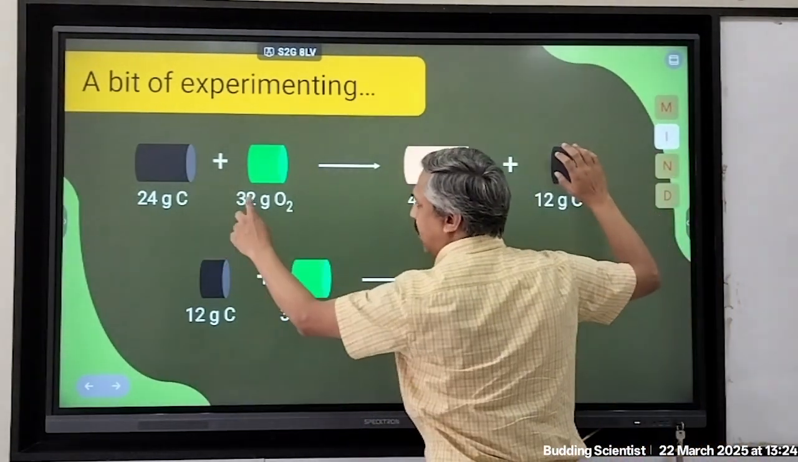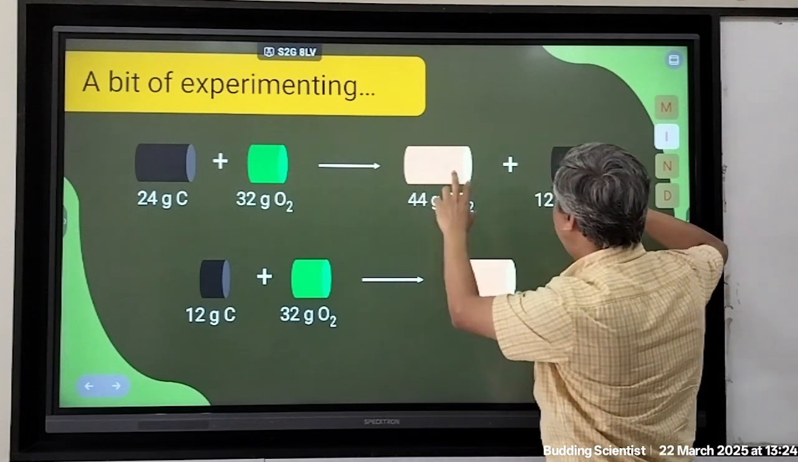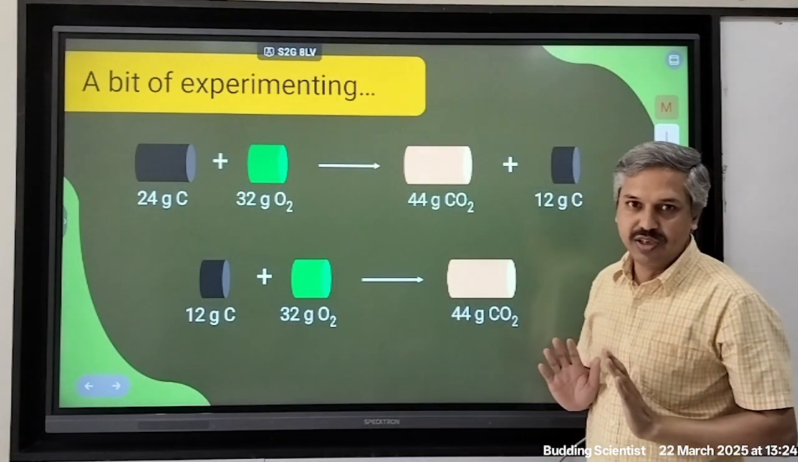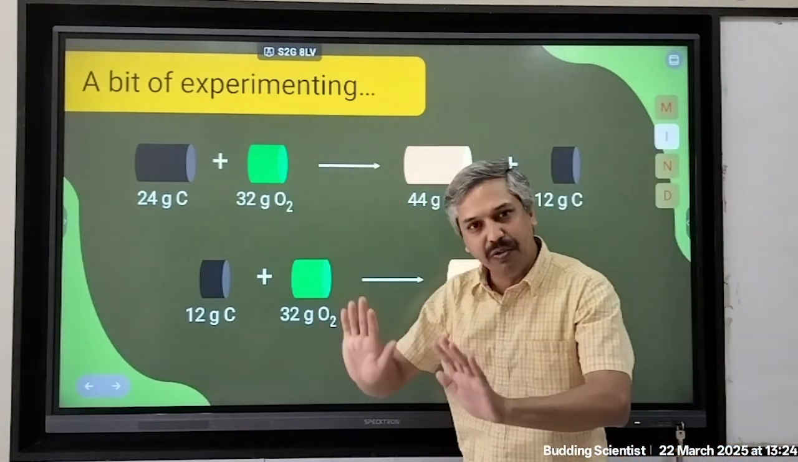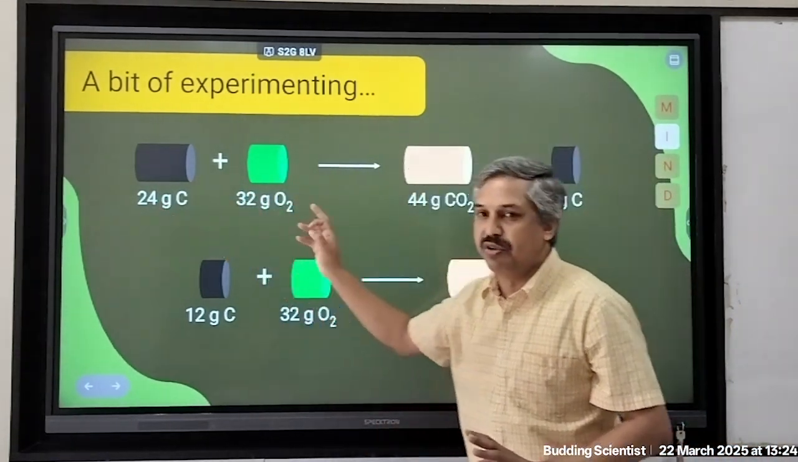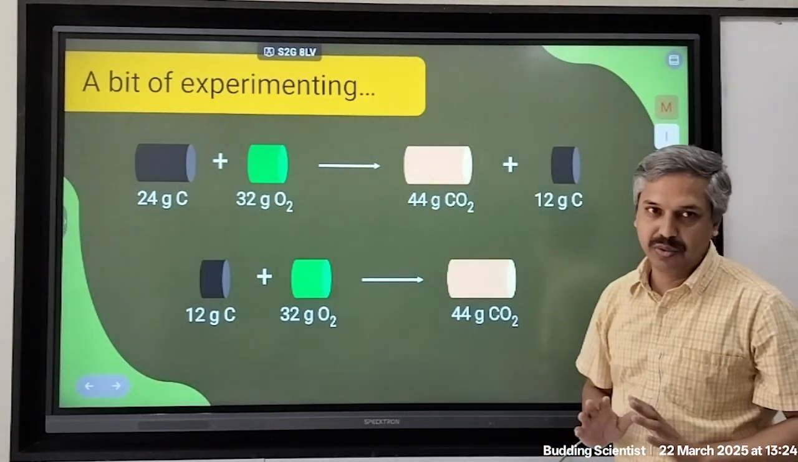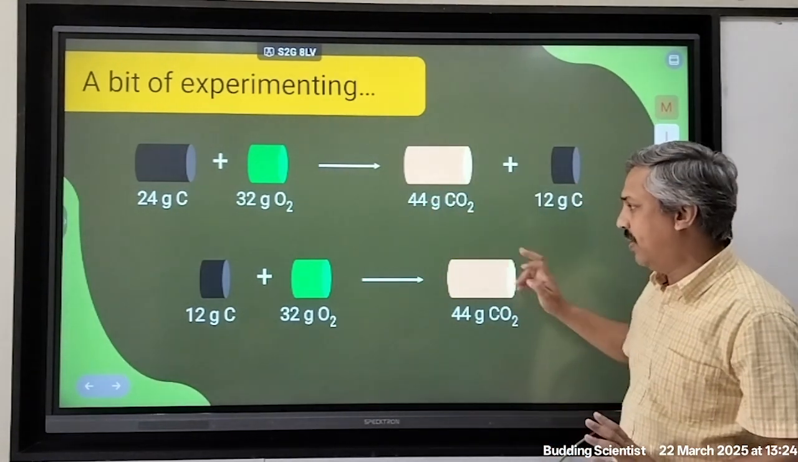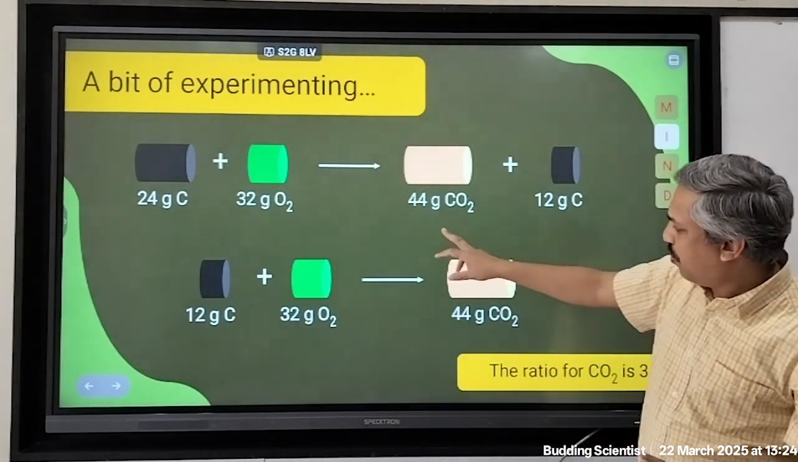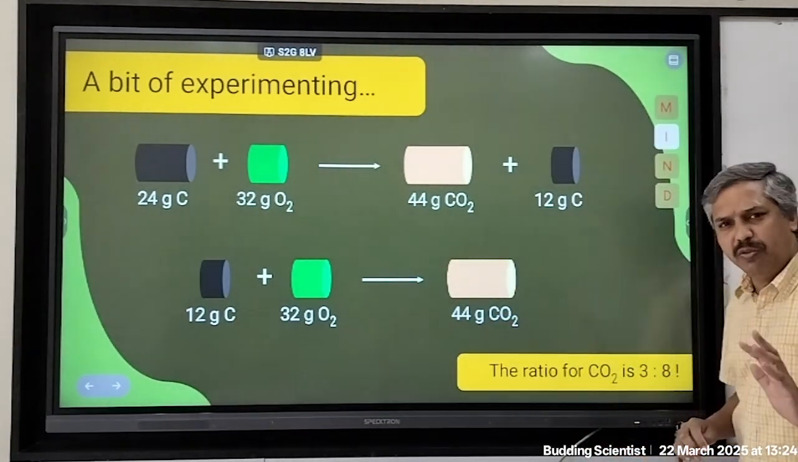So 12 grams and 32 grams form 44 grams of CO2, and 12 grams of carbon remains unreacted as it is. So whichever is in excess will remain, and what is in the right proportion will react and get converted to CO2. That is what was happening, and Dalton came to that conclusion. Up to this point, Dalton was perfectly right, and Dalton was writing his laws.